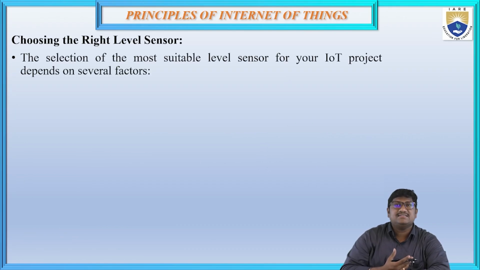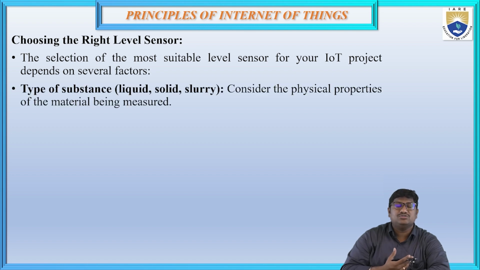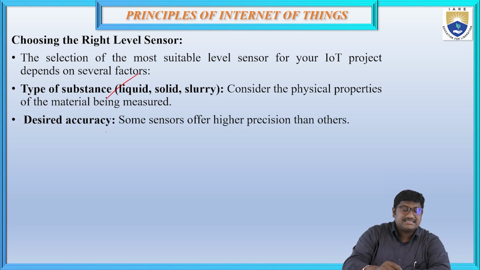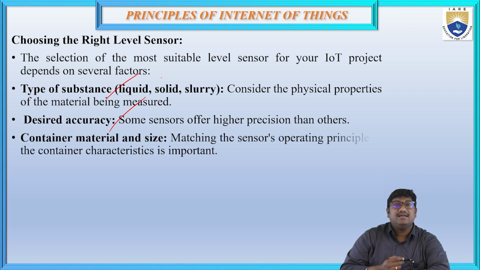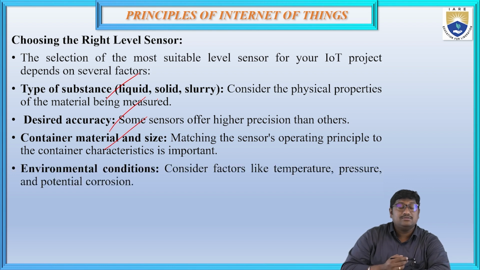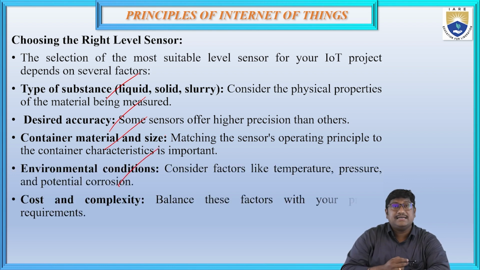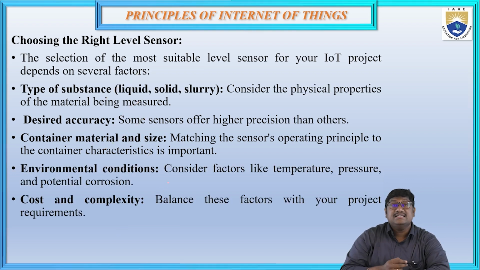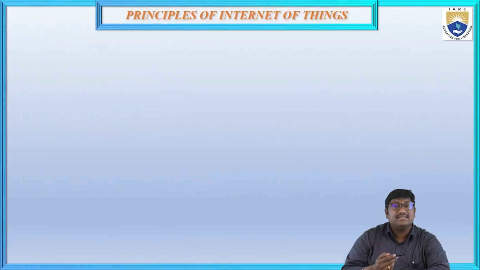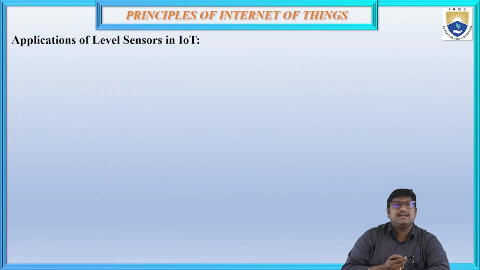Choosing the right level sensor depends on the project which you choose. You need to consider the type of substance which is to be measured, either liquid, solid, or slurry. Next, desired accuracy is required for the precision, and the container material and size also play a major role. And environmental conditions, cost and complexity. These are the factors which need to be considered for choosing the right level sensor effectively.